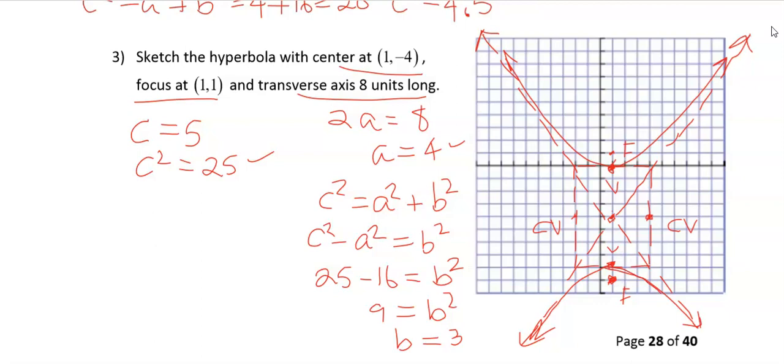Now notice I didn't write down the coordinates of my foci and my vertices and my co-vertices over here. It didn't really ask me to. It is a good idea though if you write those things down. Now I got a question for you.